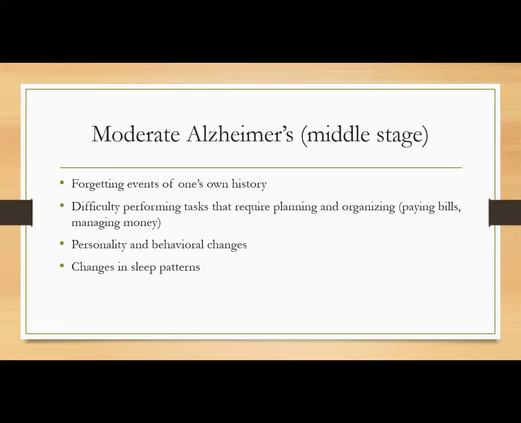At this stage, they're having difficulty performing tasks that require planning and organizing. So things like paying bills and managing money become very difficult. They can have personality and behavioral changes and changes in their sleep patterns.